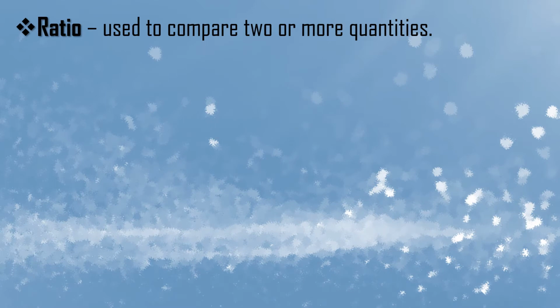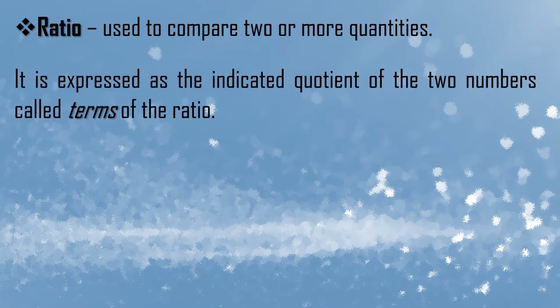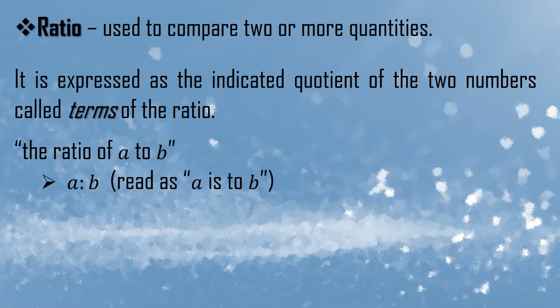So ano nga ba kapag sinabing ratio? When we said ratio, it is used to compare two or more quantities. It is expressed as the indicated quotient of the two numbers called terms of the ratio. That is the ratio of A to B. So kapag isusulat natin in ratio form ang A to B, pwedeng ganito, A is to B.